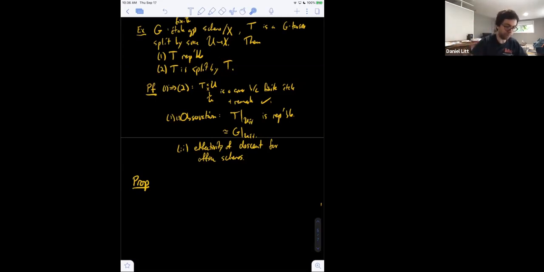Sorry, the map from the base change of T to U to U. And here, what am I using for Etaleness? I'm saying that G itself was an Etale X scheme. So when you base change to U, you get an Etale U scheme.